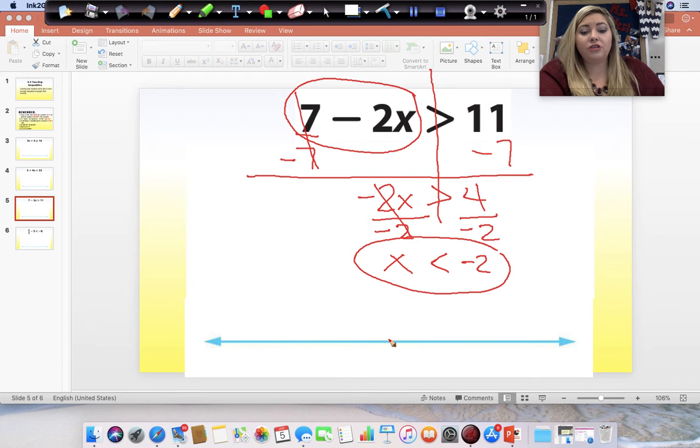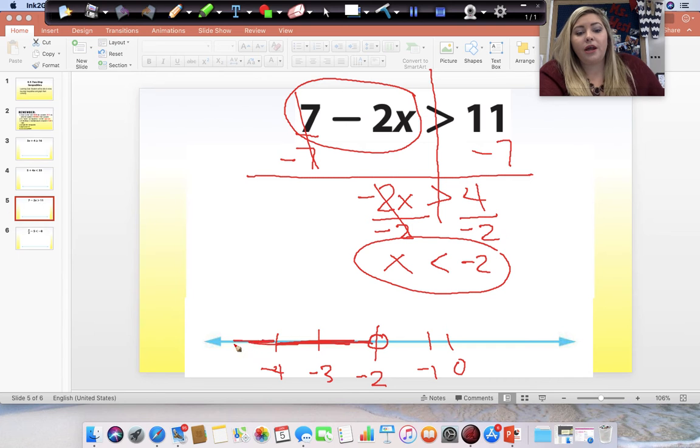So, to draw this on your number line, negative 2 is going to go on the number line, 2 on the right, and 2 on the left. I'm sorry, those are really close together. Okay, so over here we have negative 3 and negative 4, negative 1, and 0. We are going to circle negative 2, and we're going to leave it open because it is not or equal to. Okay, it does not include the 2, and the arrow is pointing to the left, so we are going to shade to the left.